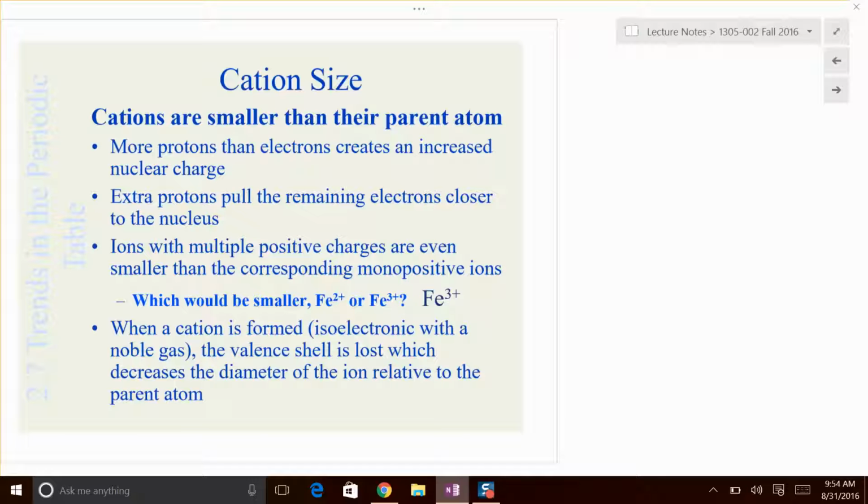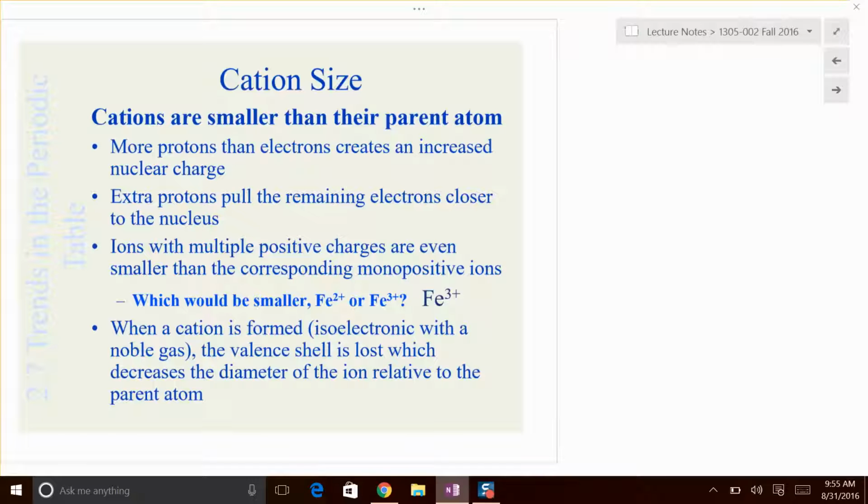How many protons does it have? 9. I have 9 protons, 10 electrons. Can I hold on to 10 electrons as well as I could 9? Mm-mm. It's going to get bigger. So it's going to expand because the ratio of protons to electrons is going to increase. It's not going to be able to hold on to them as well.